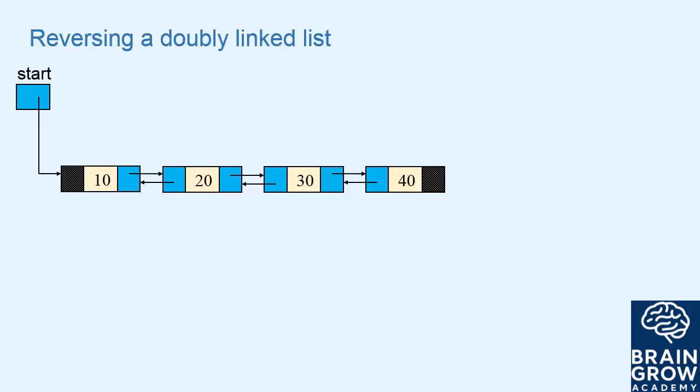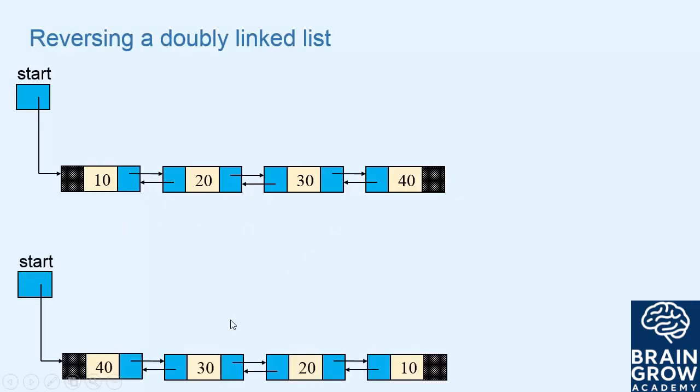In this video, we'll see how to reverse a doubly linked list. Suppose this is the list that has to be reversed. After reversal, it will look like this. First node will become the last node, so its next part will be null. Last node will become the first node, so its previous part will be null, and start will refer to this node. And the previous and next references of all other nodes will be changed accordingly.